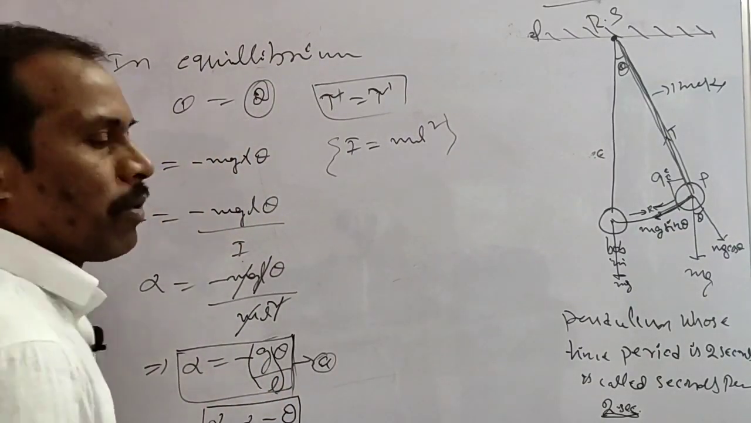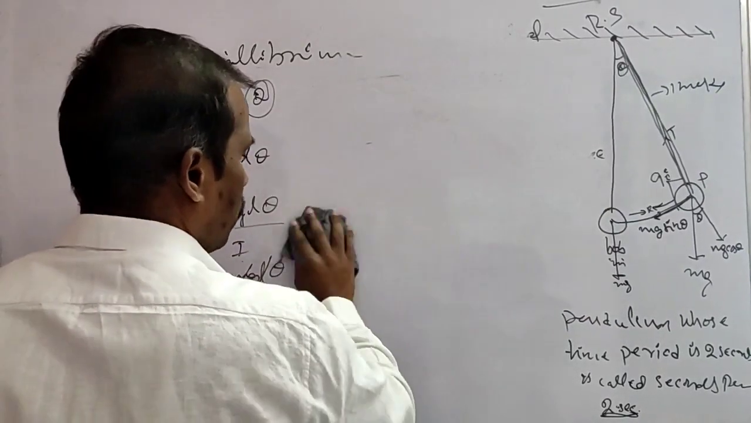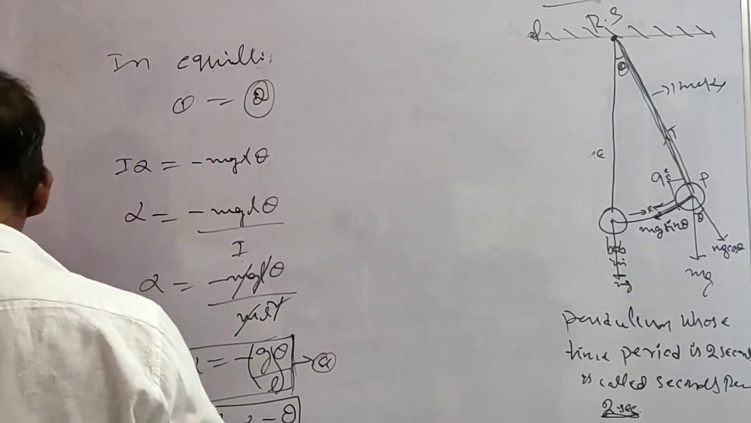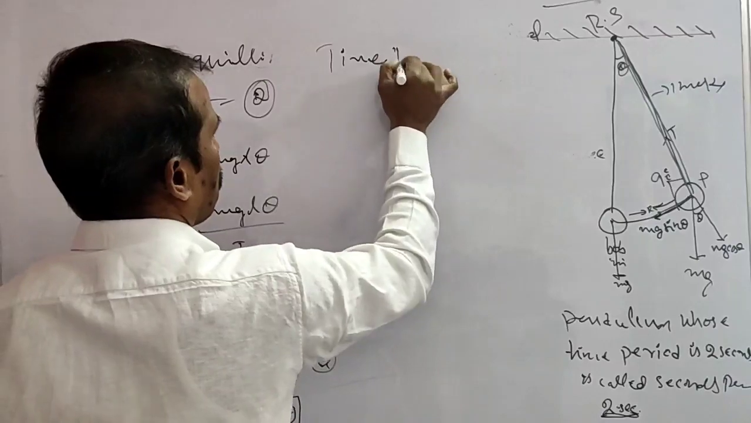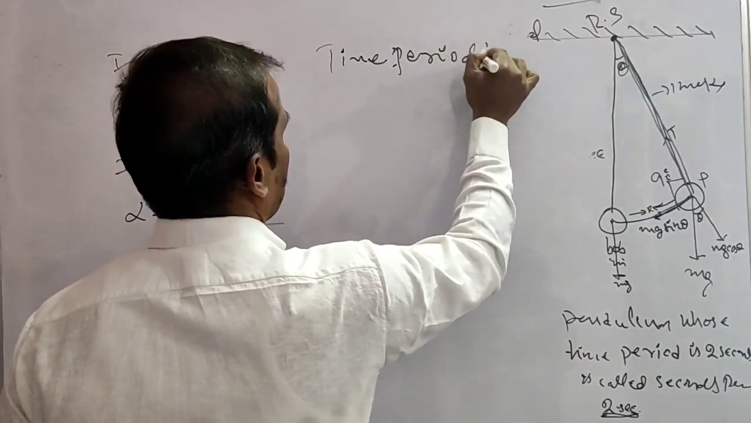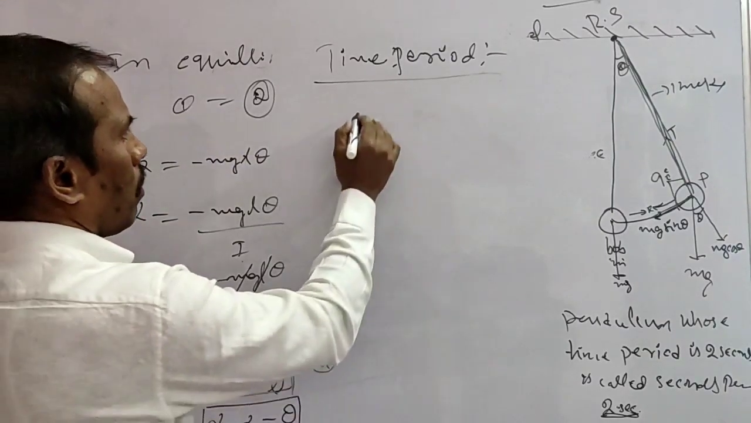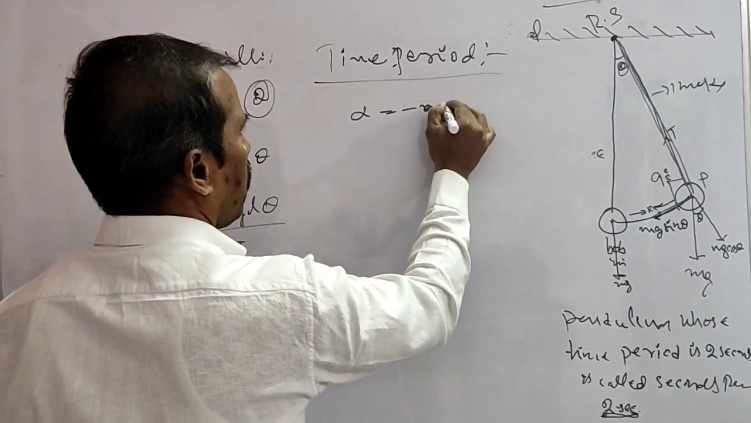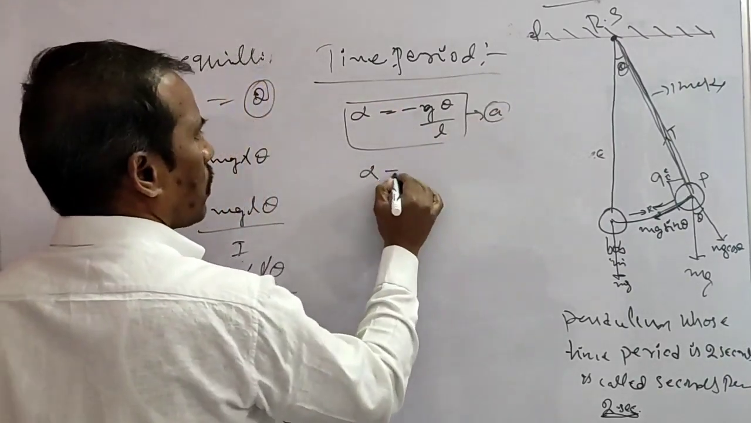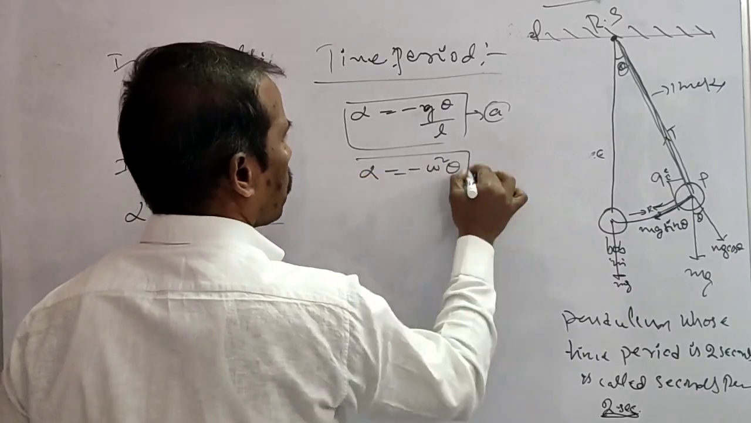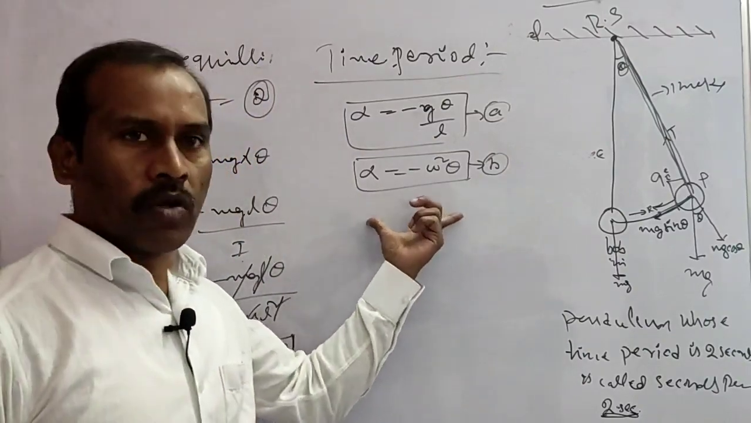Next one, the time period of the simple pendulum. This is the equation: alpha is equal to minus g theta by L. Okay, this is the equation here. Now alpha is equal to minus omega square theta. This is equation B. This is the simple harmonic motion equation.